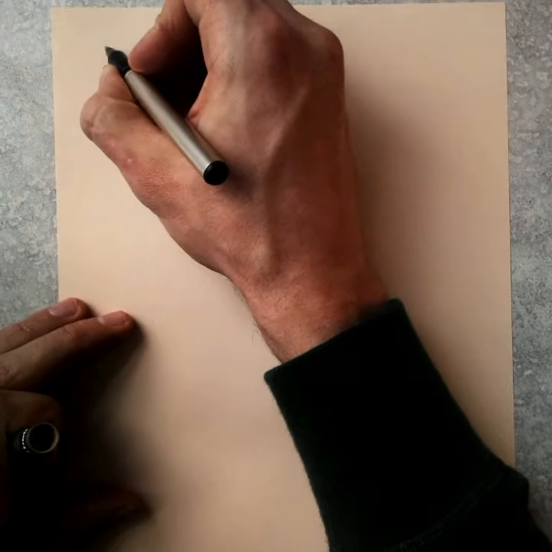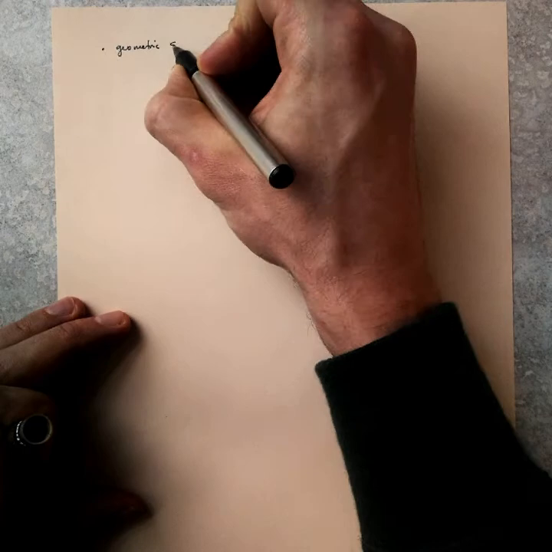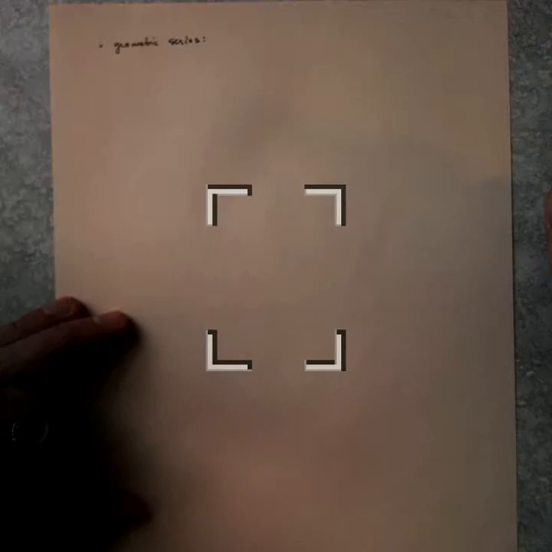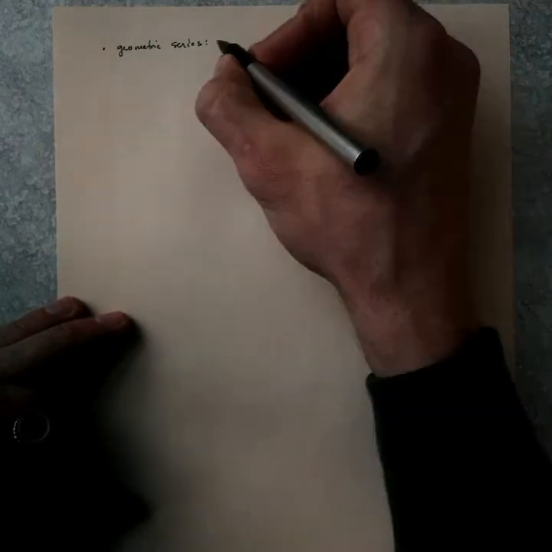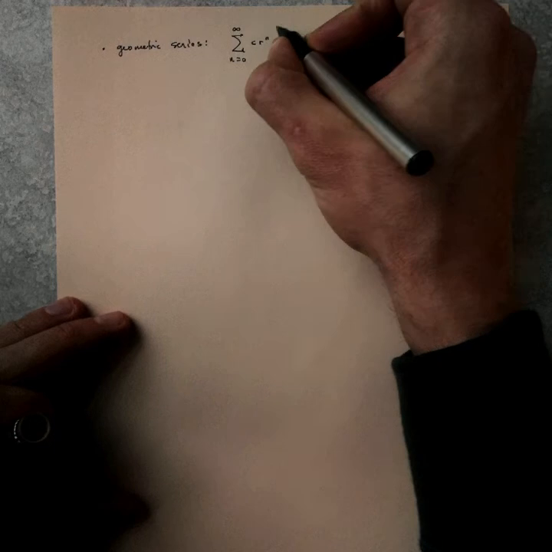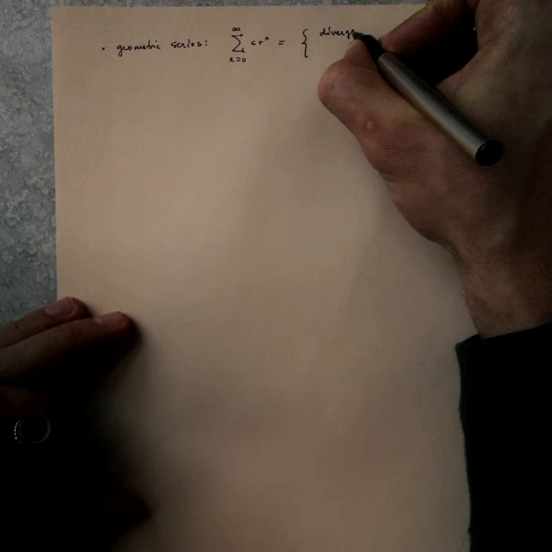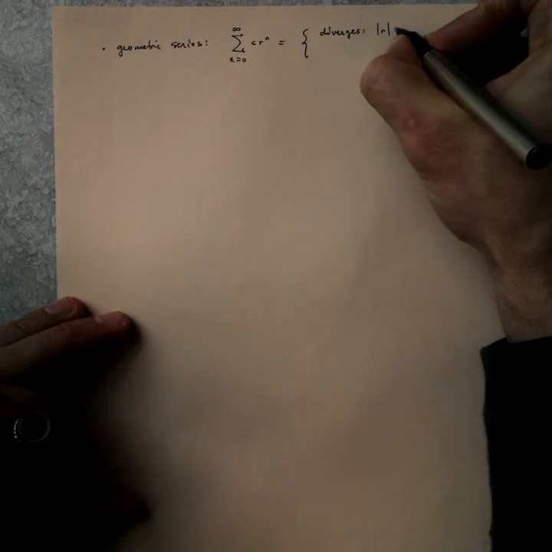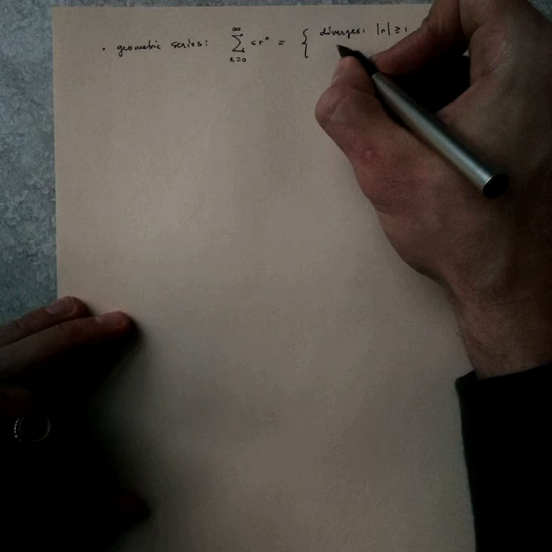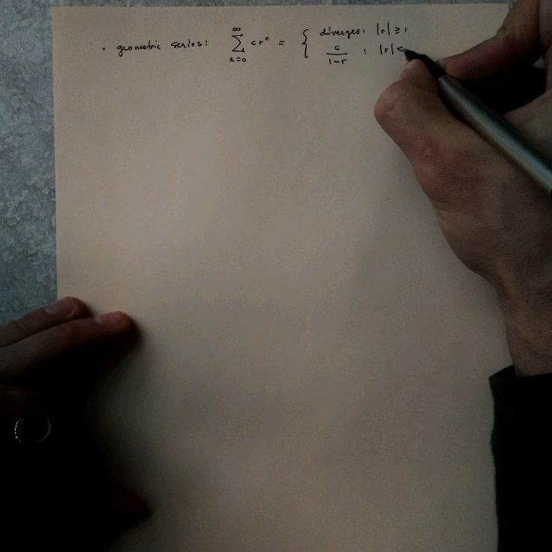Alright, let's continue. So we just showed, what did we just do? We showed that if I start the sum at 0 of c r to the n, I get something that diverges if the absolute value of r is bigger than or equal to 1, and it's equal to c over 1 minus r if the absolute value is less than 1.